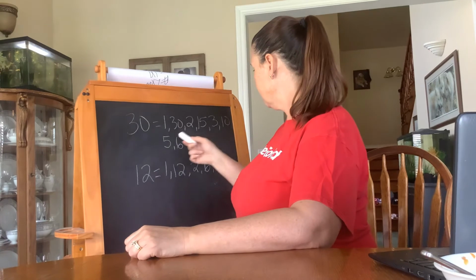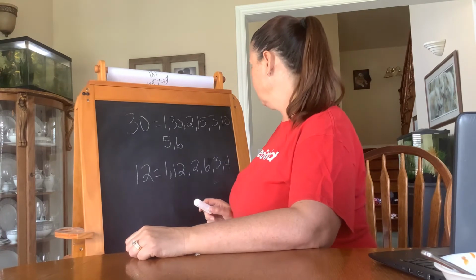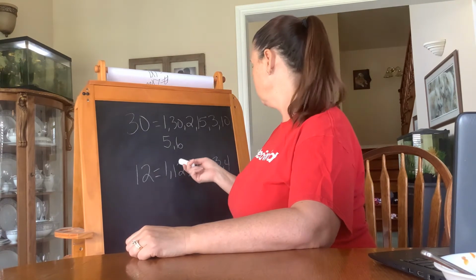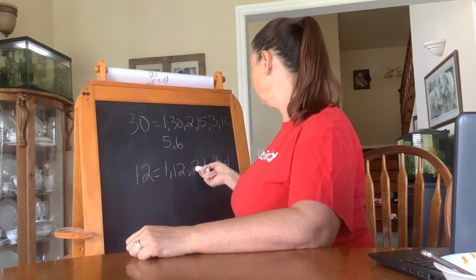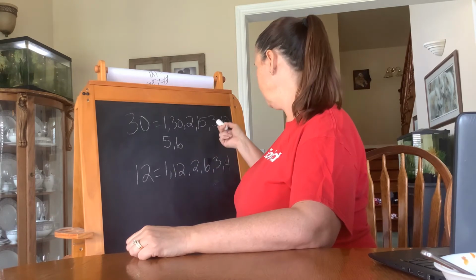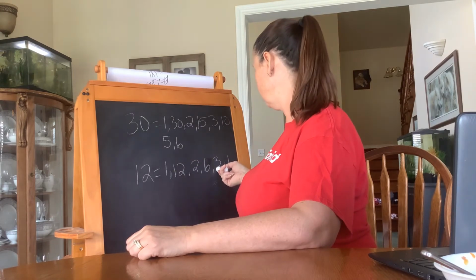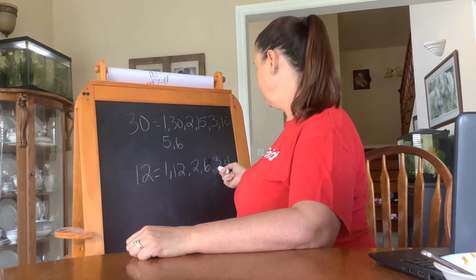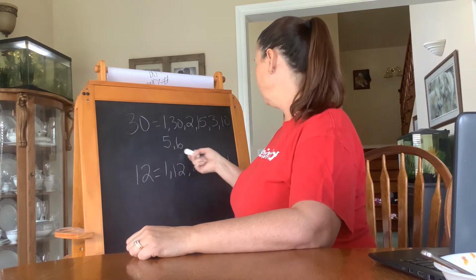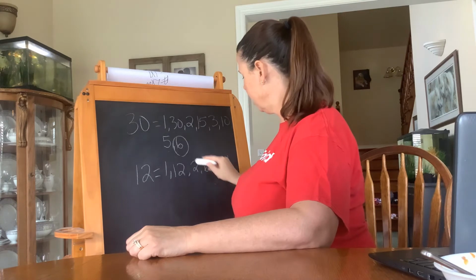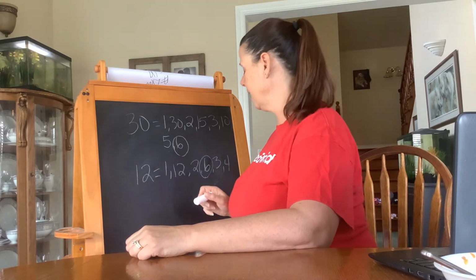So what's the biggest number that both of these have in common? They both have 1. This one doesn't have 30. They both have 2. This one doesn't have 15. They both have 3, so we're up to 3. This one doesn't have 10. This one doesn't have 5. They both have 6. So the greatest common factor is 6.